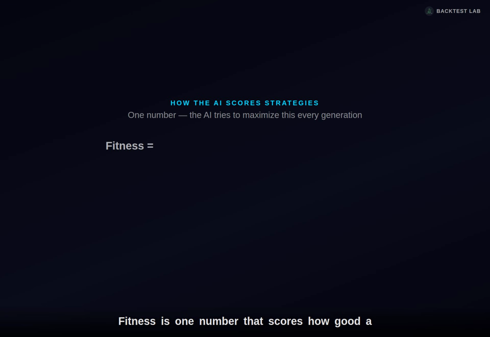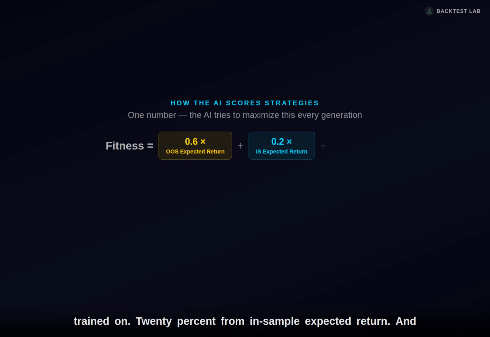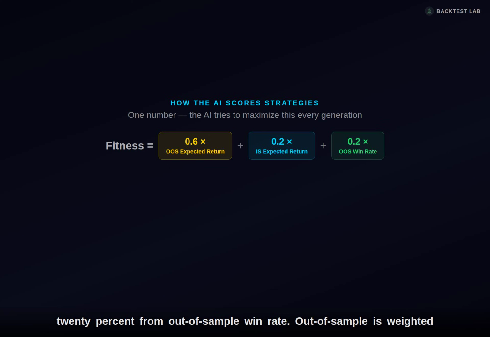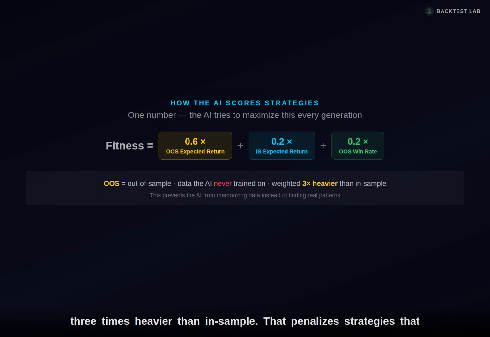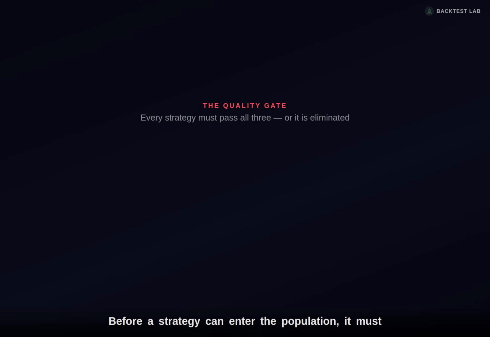Fitness is one number that scores how good a strategy is. The higher, the better. It has 3 components. 60% comes from out-of-sample expected return, what the strategy earns per trade on data it never trained on. 20% from in-sample expected return, and 20% from out-of-sample win rate. Out-of-sample is weighted 3 times heavier than in-sample. That penalizes strategies that only work on data they were trained on. In other words, it penalizes overfitting. Generation 22 scored 0.494.